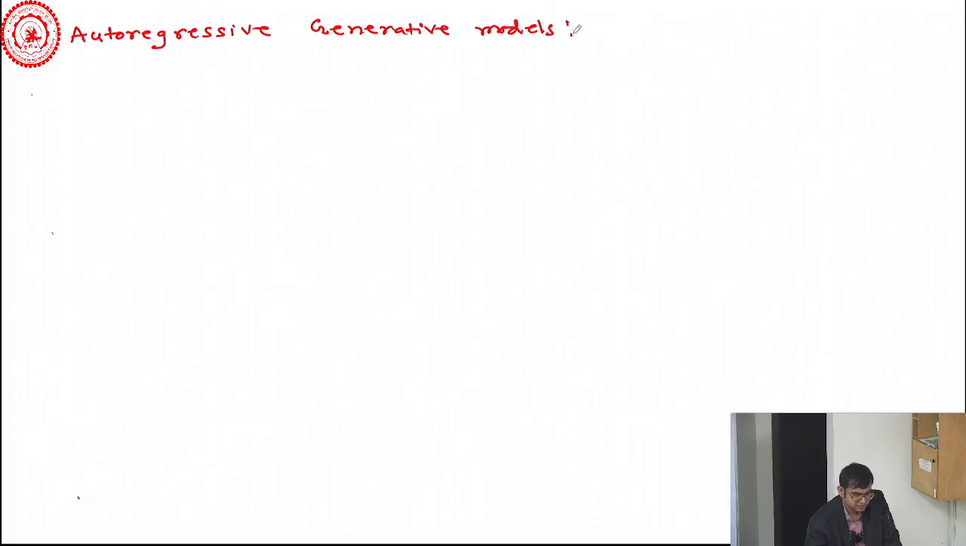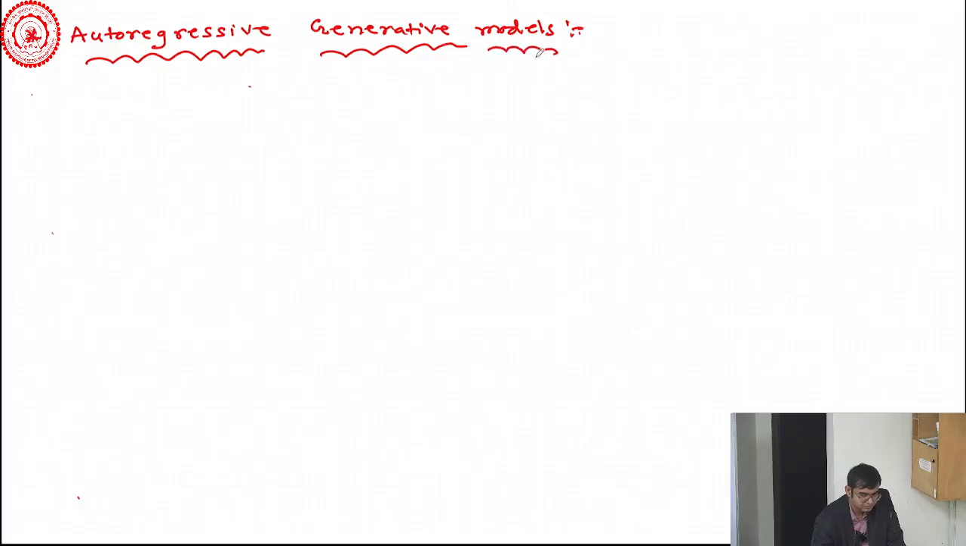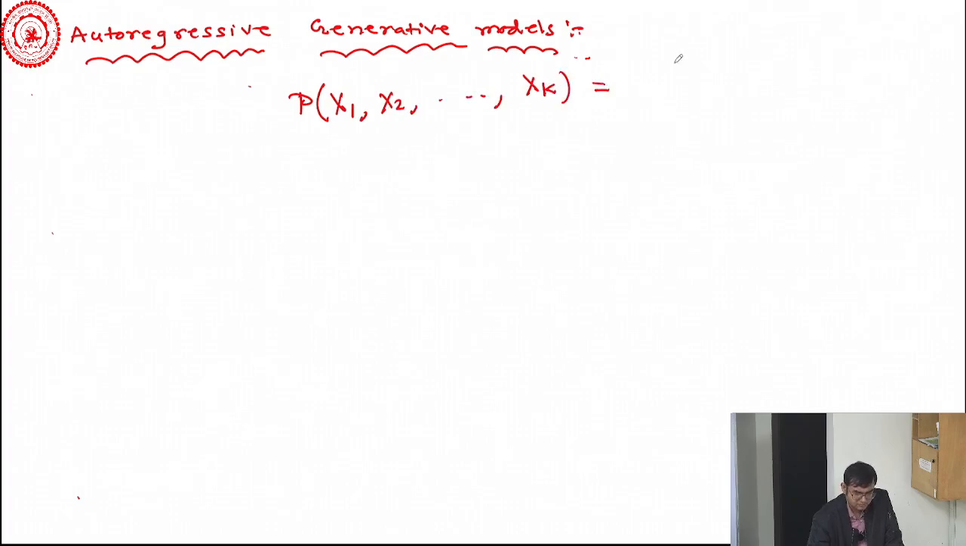In autoregressive generative models, the idea is you will use the chain rule of probability, which is repeated application of the product law, and that will give you the autoregressive expression. So the idea, very quickly, is you will decompose the joint distribution in some autoregressive manner by using the chain rule.